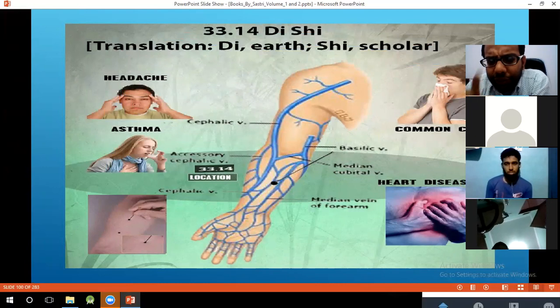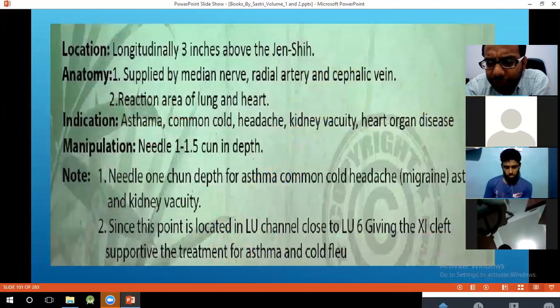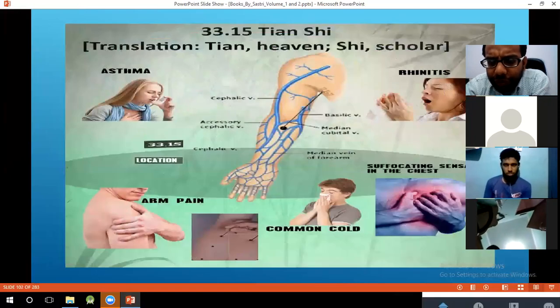So the combination of 33.14 and 33.15 with GB34 and 31 and 32, GB31, 32 combining with 33.14 and 15, gives immediate relief in many of the symptoms which you have seen here. Then comes 33.15. This 33.15, again, I told you is the same thing.